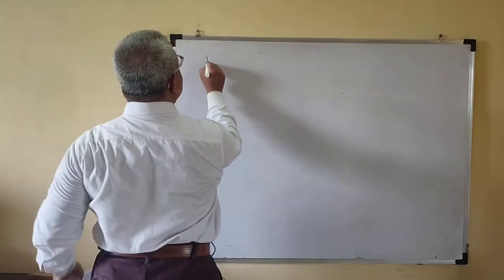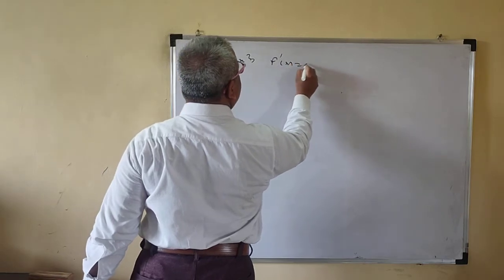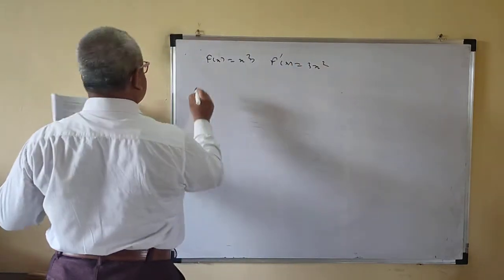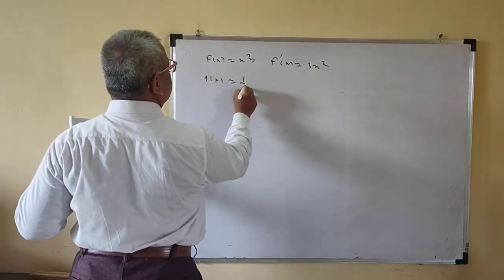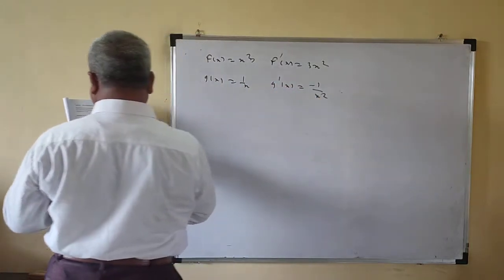Now suppose f of x is equal to x cube. What is f prime x? 3x square. Suppose g of x is equal to 1 upon x. What is g prime x? Minus 1 upon x square. Just differentiate this.